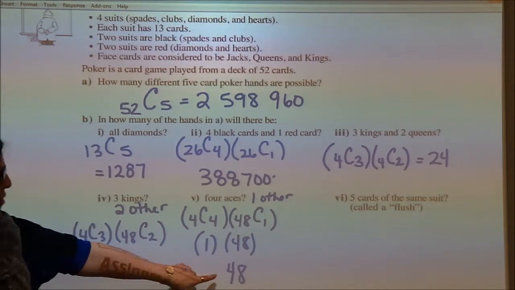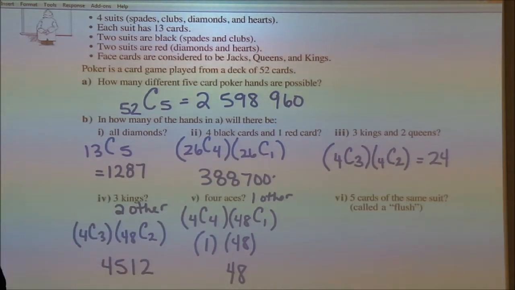So you think about that. You've got a 48 in 2.6 million chance of getting 4 aces. So when you decide to go play poker for money, that's why it's called gambling, because really the odds are not in your favor.